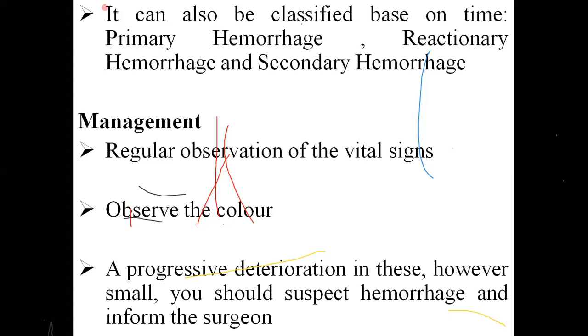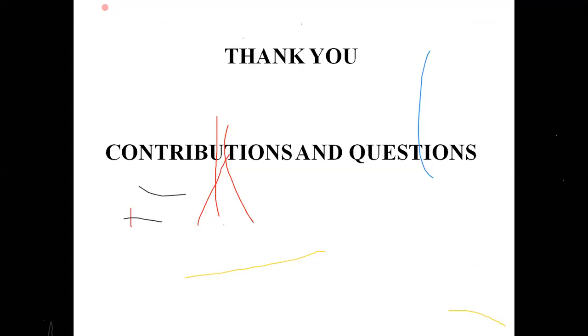You have to observe the patient's color. When patients are bleeding, the patient becomes pale. So you have to observe the patient's color. Also, a progressive deterioration in this, however small, should make you suspect hemorrhage and inform the surgeon. When you see that the patient is deteriorating, you should suspect that probably the patient is bleeding from somewhere, and you should alert the surgeon immediately so that interventions can be given as soon as possible to the patient.